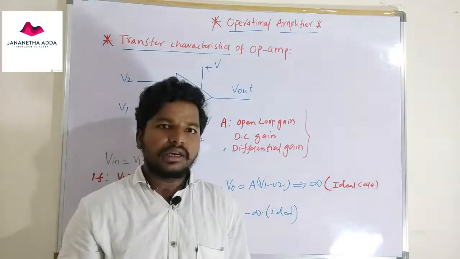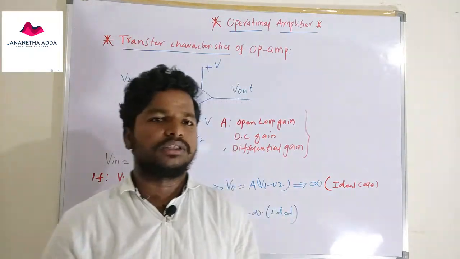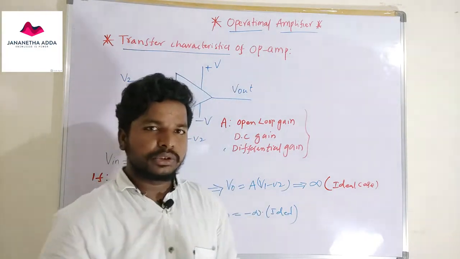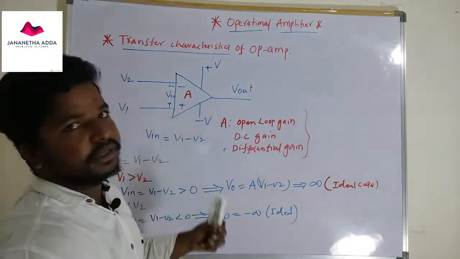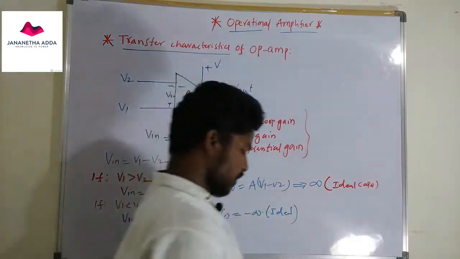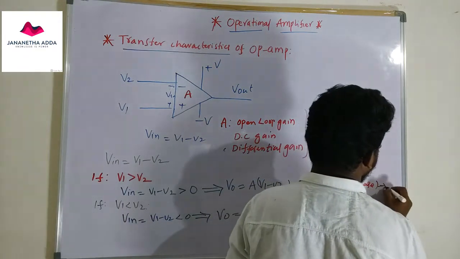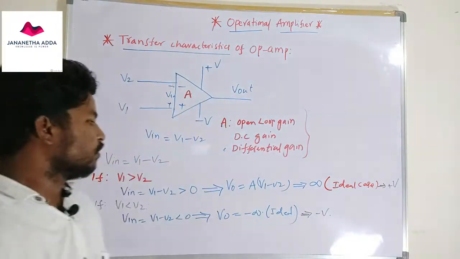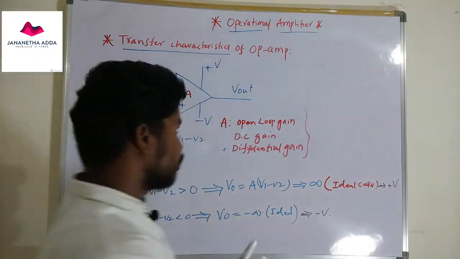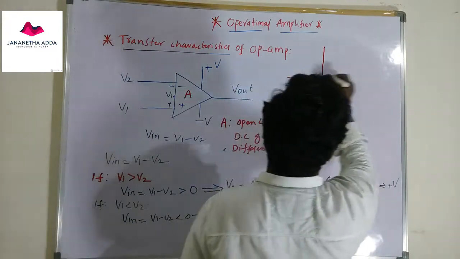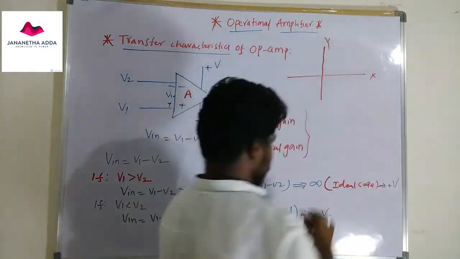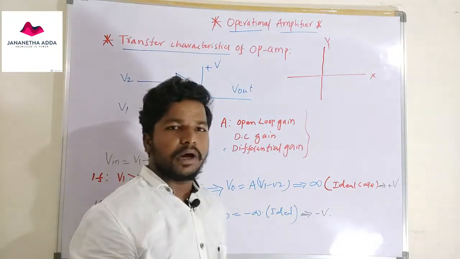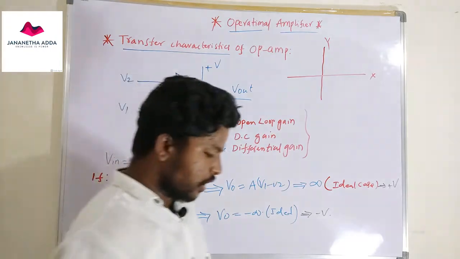But any device which is available in the universe will not produce infinite gains or infinite voltages. So this device also limits the output voltage: it will provide a maximum positive supply and a maximum negative supply. If I draw the transfer characteristics of the device, there is an x-axis and a y-axis. I also said that the transfer characteristics show how the output changes with respect to the input changes.